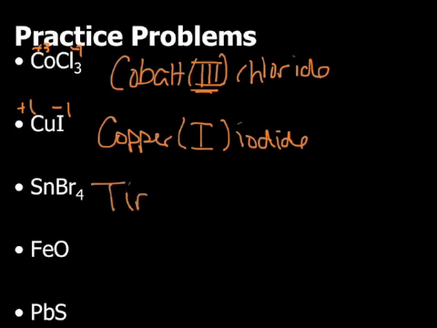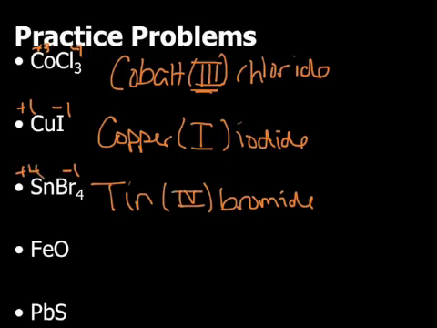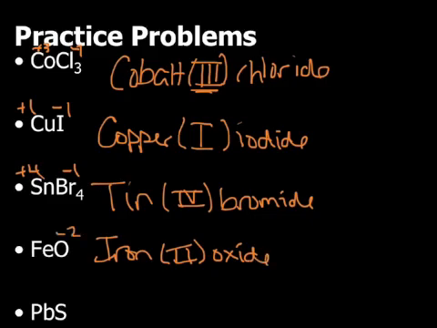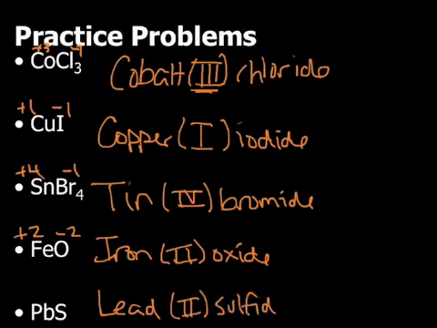My next one, tin bromide. And then go back and get my Roman numeral, bromine's a -1, there's 4, so tin has to be a +4, so my Roman numeral indicates that. My next one is iron 2 oxide. Oxygen we know is a -2, so to balance that, since there's 1 of them, this is iron 2. And then the last one, lead 2 sulfide. And again, we know that because sulfur is a -2, so to balance the charge, lead has to be a +2.